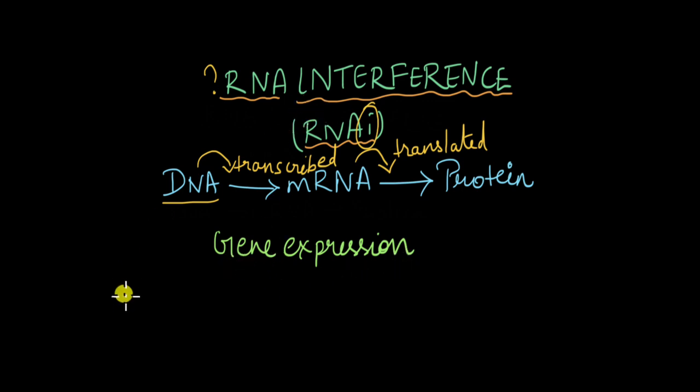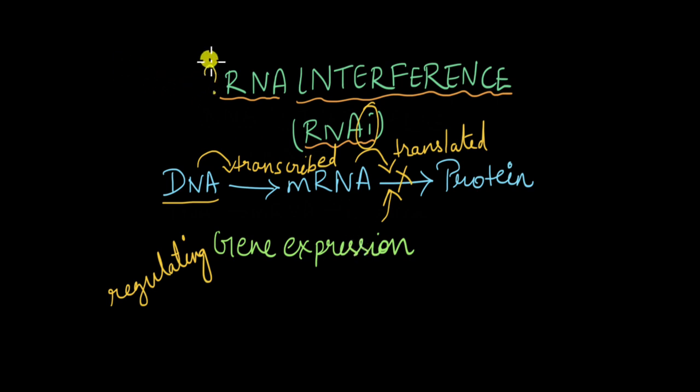Well, this is a mechanism of regulating this gene expression. By regulating, we mean that the protein production is going to somehow be stopped. No proteins will be produced by this mechanism of RNA interference because it is interfering in this process, specifically where the mRNA is being translated into proteins, right? It is interfering in this process.